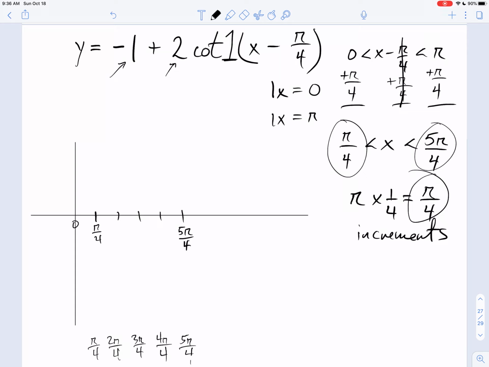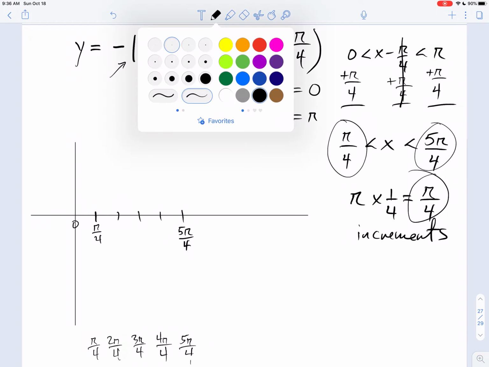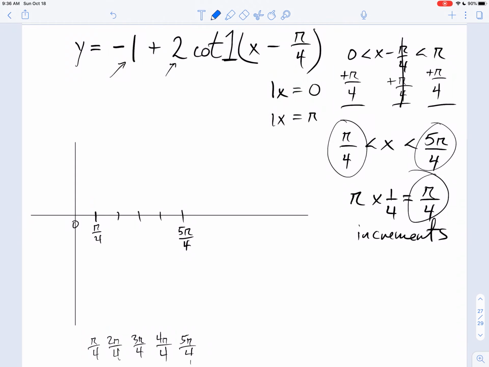If it helps you do that, write it down at the bottom and then look at it and say, okay, my first asymptote, and I'm going to keep the same color scheme as last time. My first asymptote was here at pi over 4. My last asymptote, or other asymptote, is at 5 pi fourths.